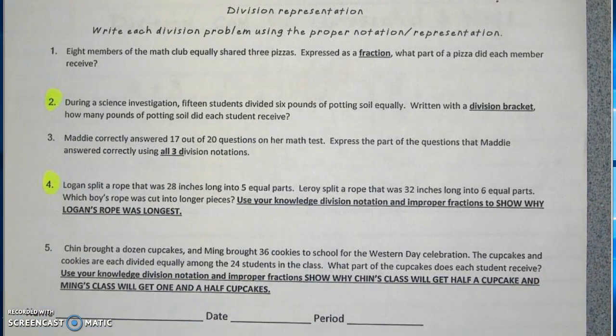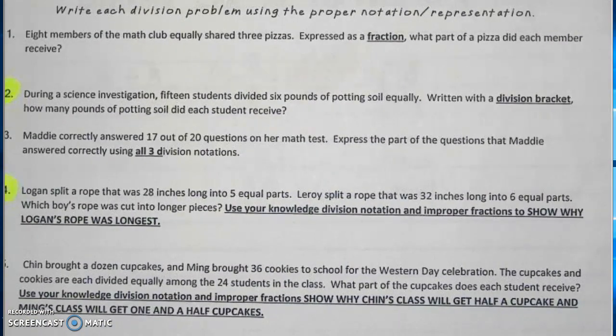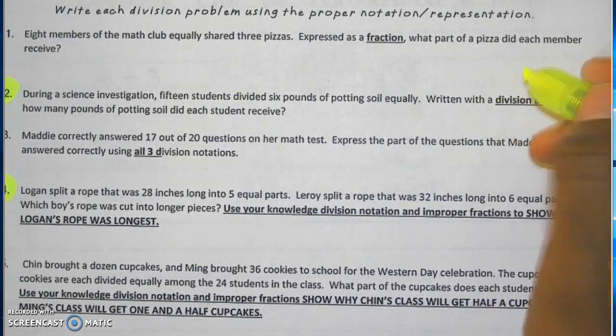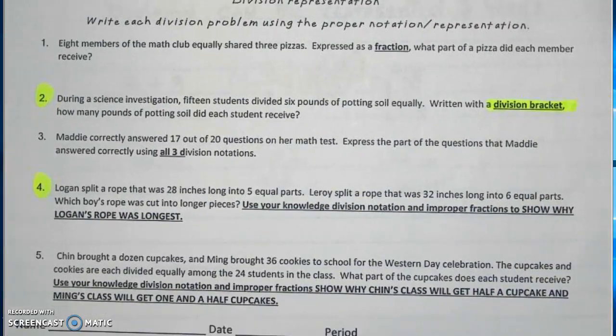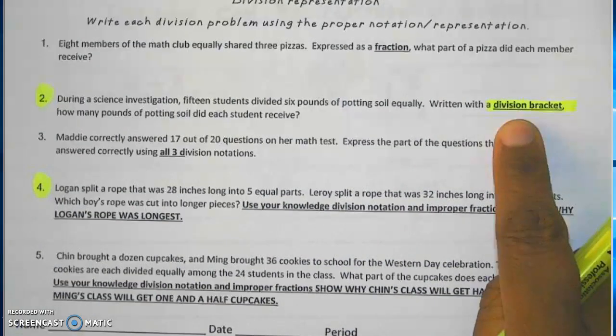Tonight we have word problems for our workout, all dealing with division representation. Number 2 says, during a science investigation, 15 students divided 6 pounds of potting soil equally. Written with a division bracket, how many pounds of potting soil will each student receive? So it tells us here how our answer should be written with a division bracket.